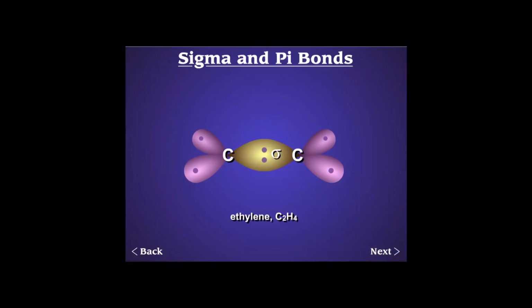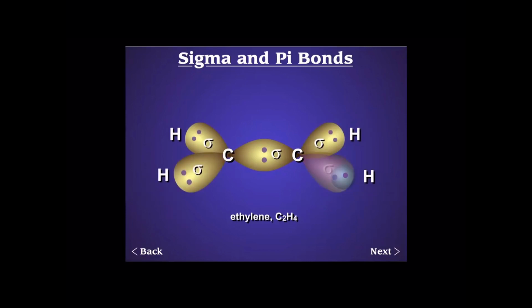When we add the hydrogens, the remaining 2 sp2 hybrid orbitals on each carbon form sigma bonds by overlapping the hydrogen 1s orbitals. 2 electrons are shared in each sigma bond. There is still one more bond to explain. Which orbitals overlap to form the second bond of the carbon-carbon double bond?